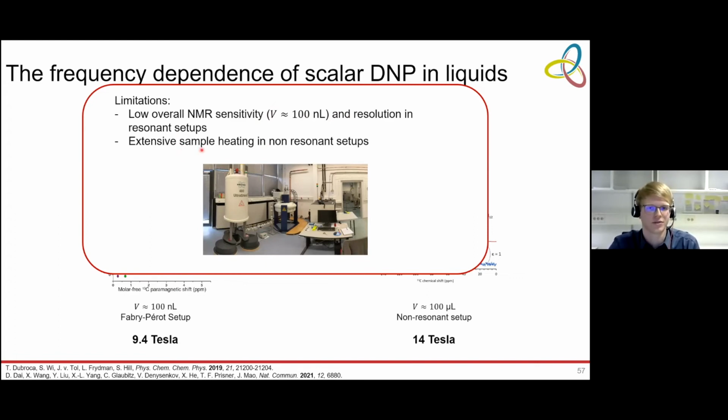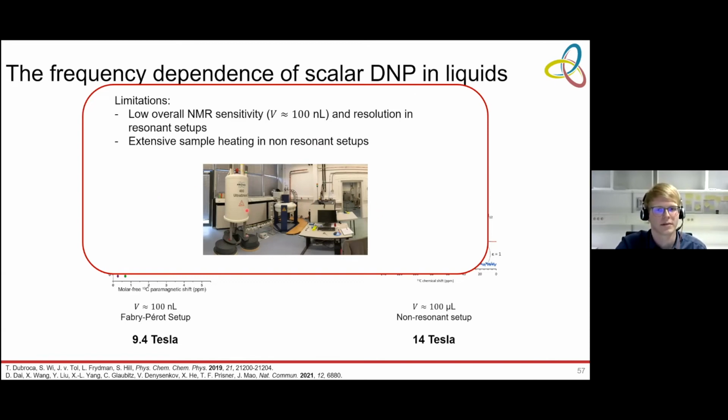However, if we choose not to use a resonance setup, so no microwave cavity, we get extensive heating. So we get microwave absorption by the solvent, and we heat up our sample significantly, up to the point where we cannot measure anymore. We also work on this. This is a picture of our setup.